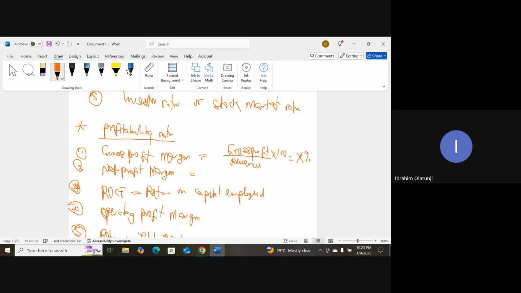Then when we say net profit margin, your net profit margin will be net profit, that is profit after tax, all over revenue, times 100. So whatever you get will be in percentage.